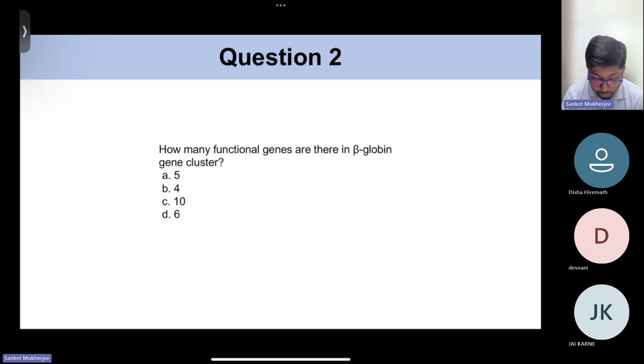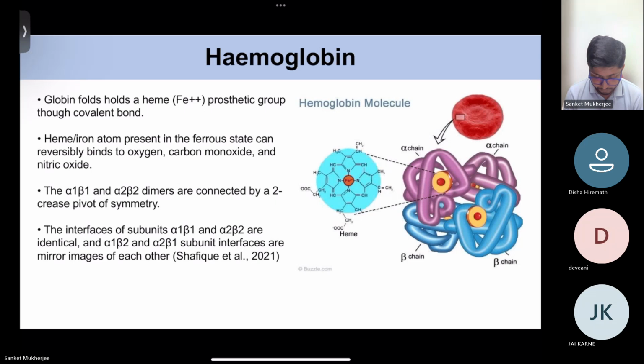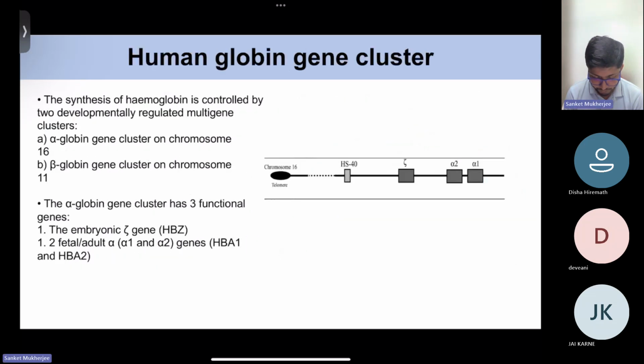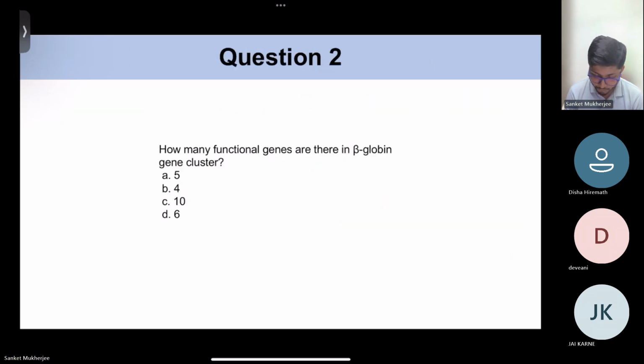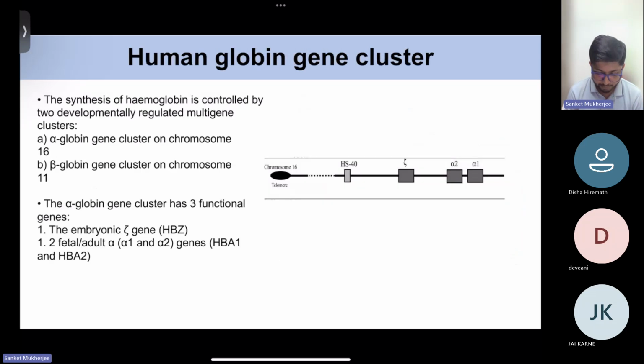Coming to question two: how many functional genes are there in the beta globin gene cluster? Option A, sir. 5. Okay. So it actually has 3 functional genes. Okay, it's beta globin. 5 functional genes, you're right.